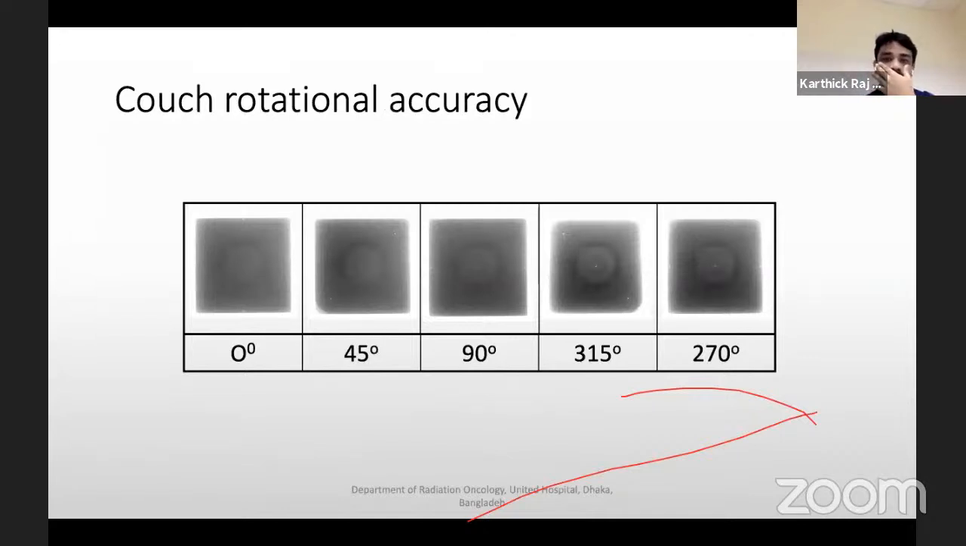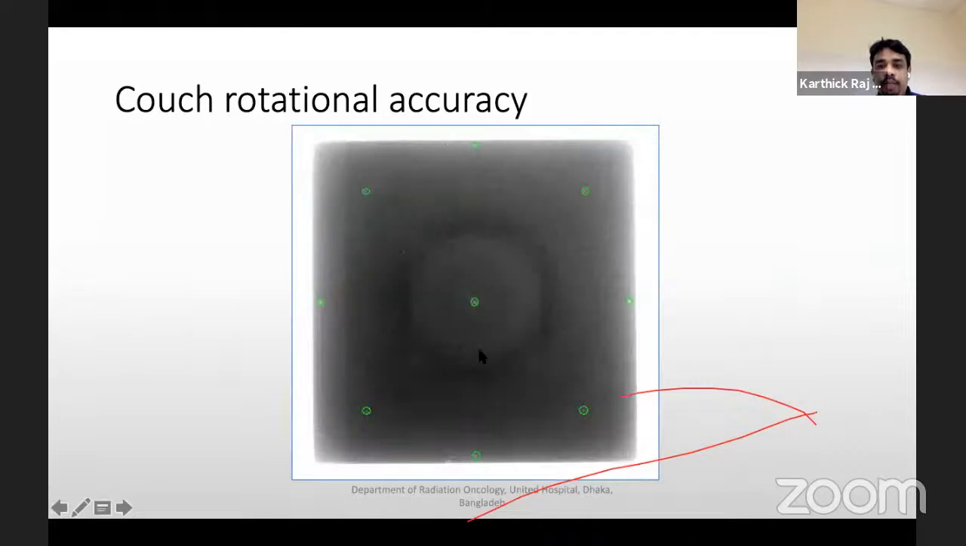This is a couch rotation accuracy test. What we do is take an image, and you put three markers on the field edge. You can see the small markers here. Take the couch at 0 degrees, then rotate the couch and take it at 45 degrees, rotate it to 90, and you get all these markers. Just try to match them and see the diameter.